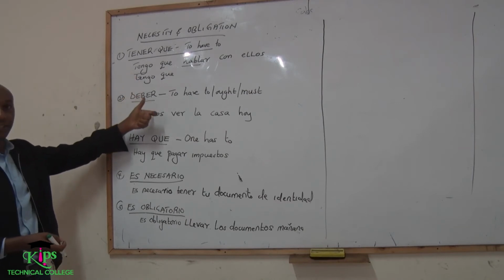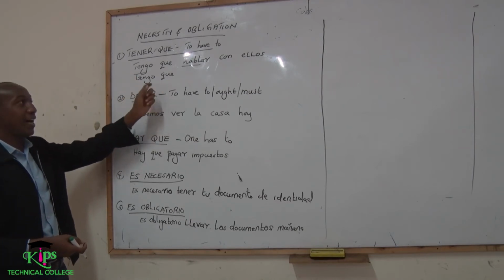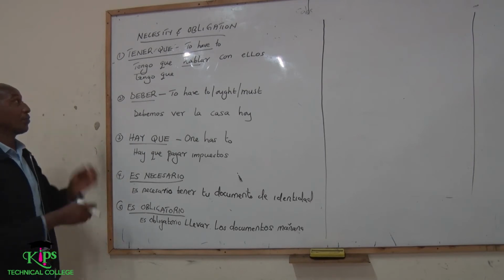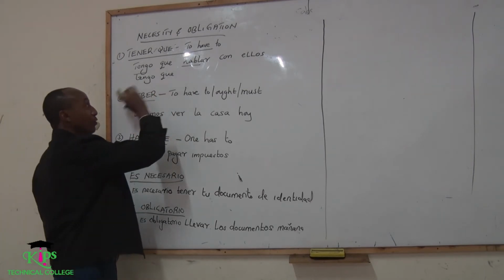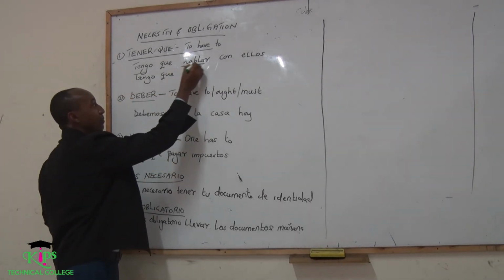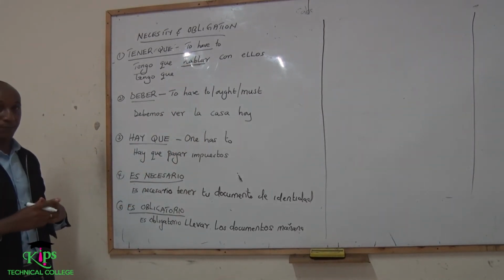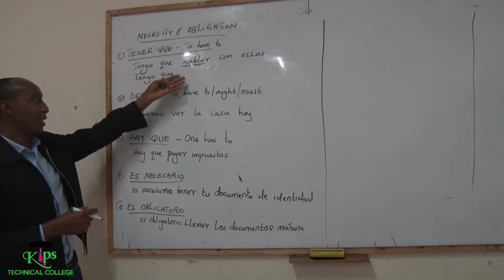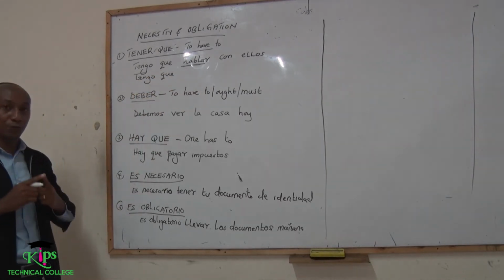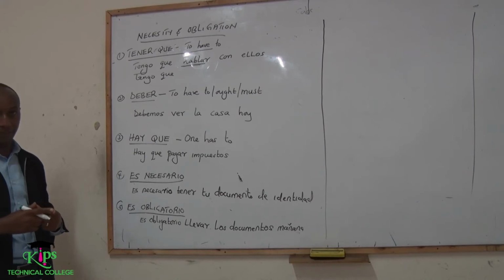Let me use the present tense for today. So tengo que hablar con ellos. So make sure that once you have the que, you don't conjugate the verb that is coming after the que. That is what has to be done. Like, tengo que hablar con ellos means I have to talk to them, I have to speak with them.